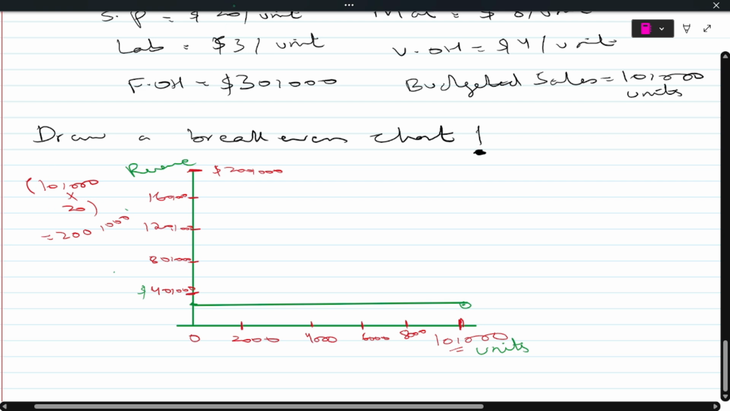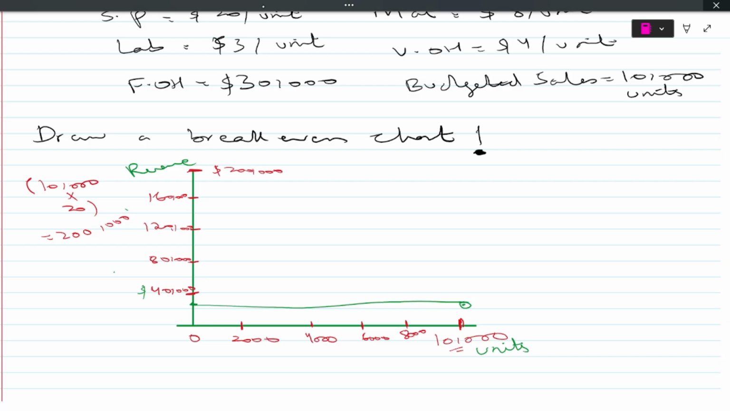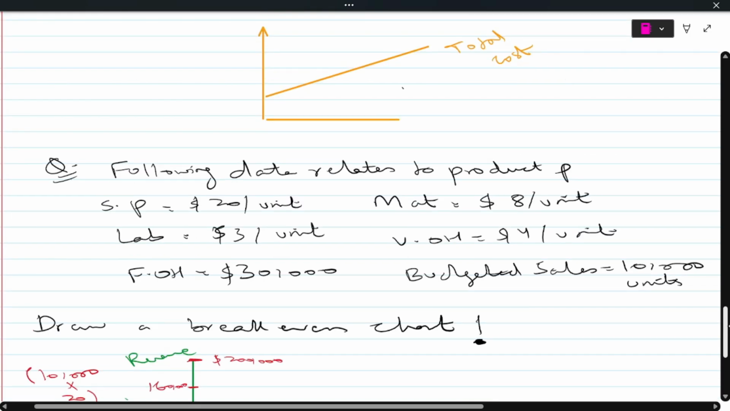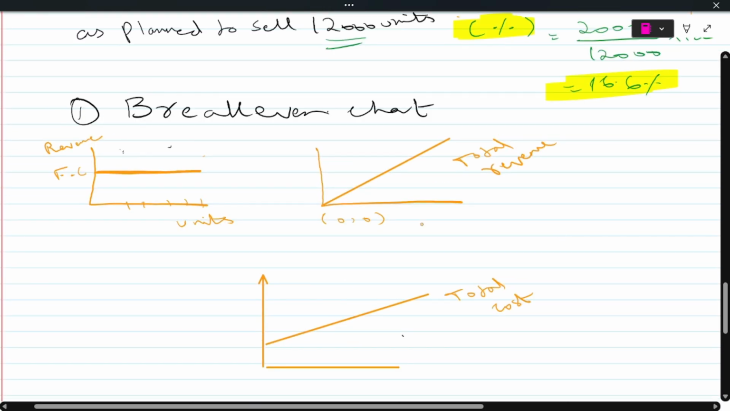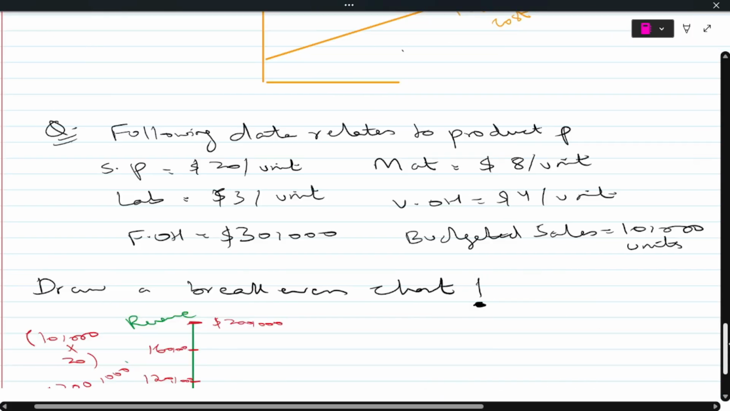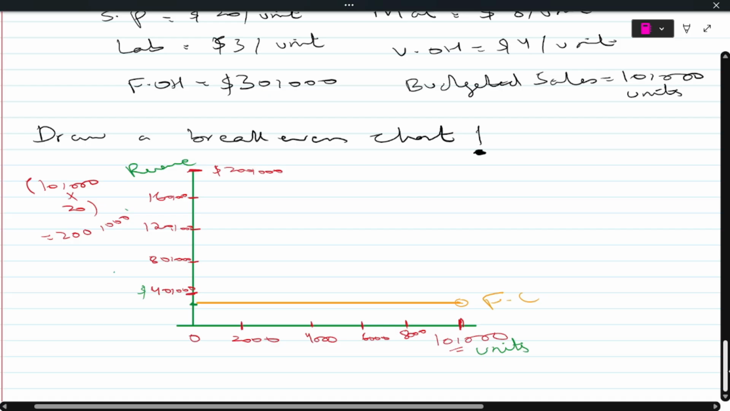So let me just use a different color to draw the fixed overhead line. Okay, there you go. So this is our fixed cost line. Clear? Now the second line that we have to draw is of the total revenue, because I told you there are only three lines. The first one we drew, fixed cost. The second one is total revenue, and third would be the total cost. Okay. So let's look at the total revenue first.